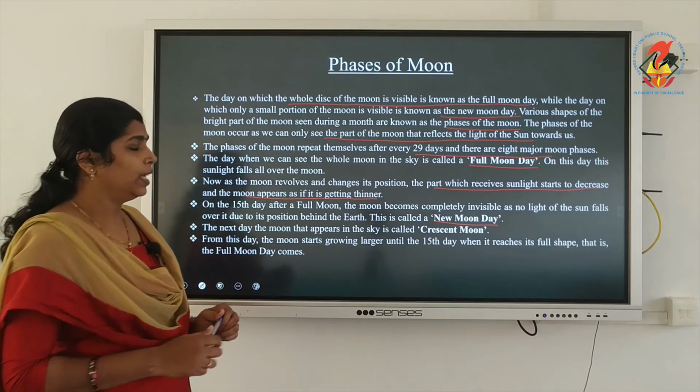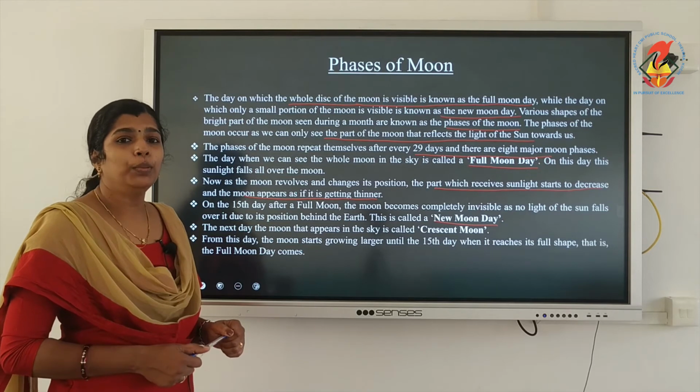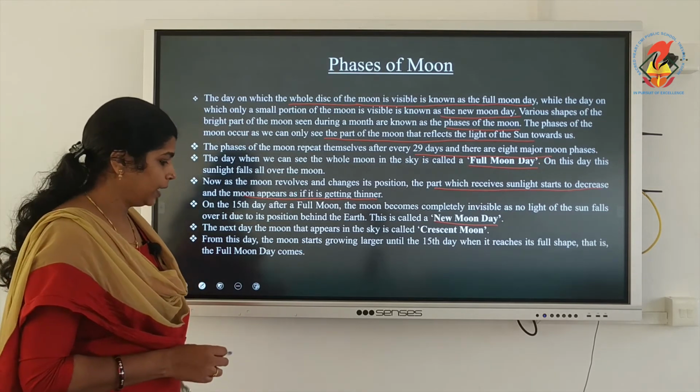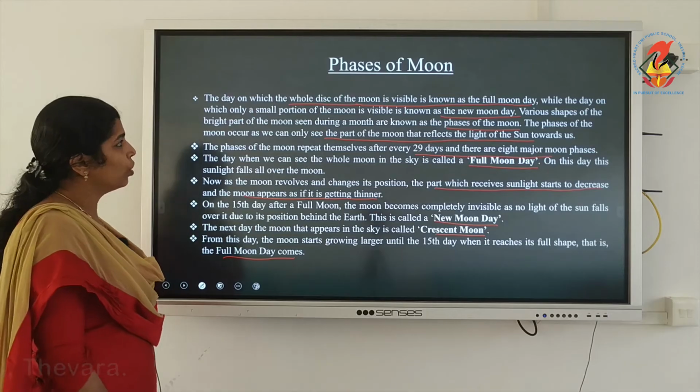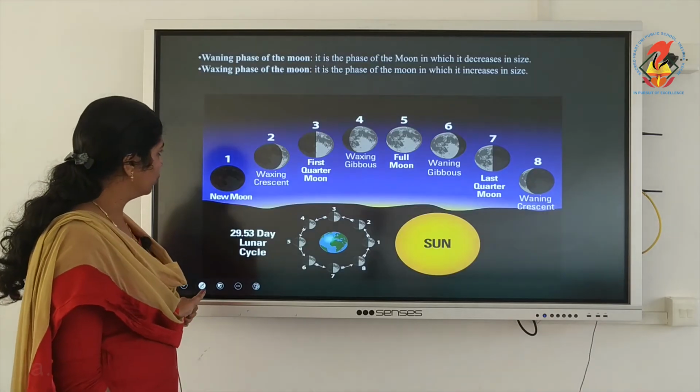Then the next day, a small portion of the moon will appear in the sky, which is known as the crescent moon. From this day, the moon starts growing larger until the 15th day when it reaches its full shape, a full moon day again. So, these are the phases of the moon.